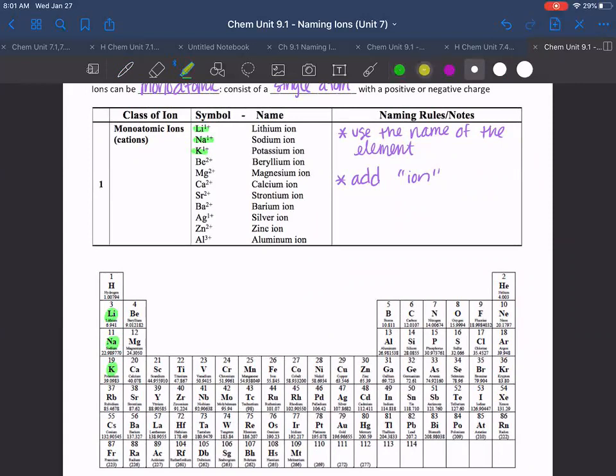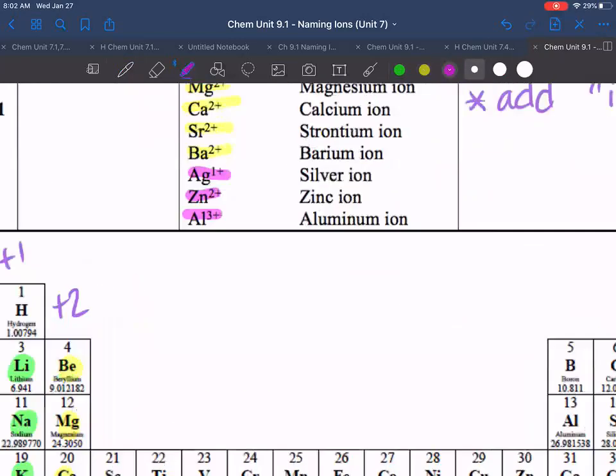Now, if we look at beryllium, magnesium, calcium, strontium, barium. No surprise that this is going to be our +2. They have their 2 valence electrons. And so then we have these other 3 that you guys will get used to working with. Silver, zinc, and aluminum. Now, if you look, it's a +1, +2, +3.